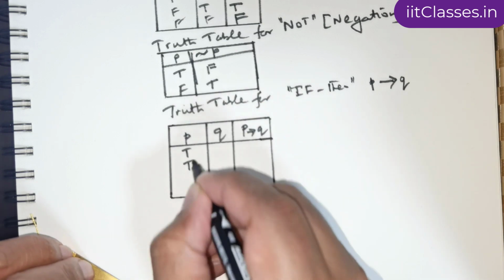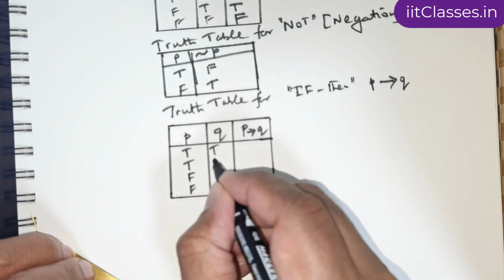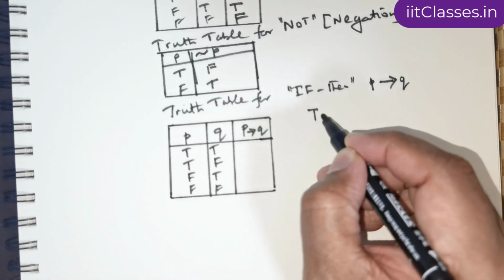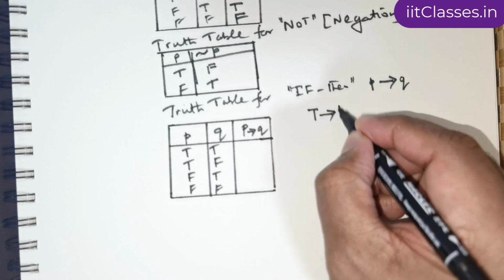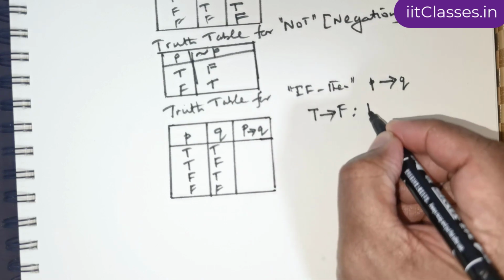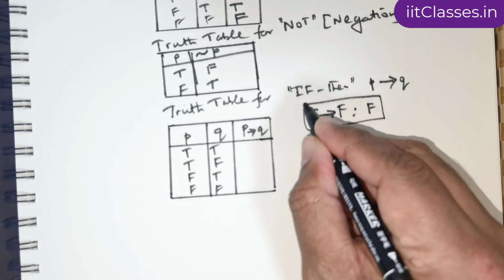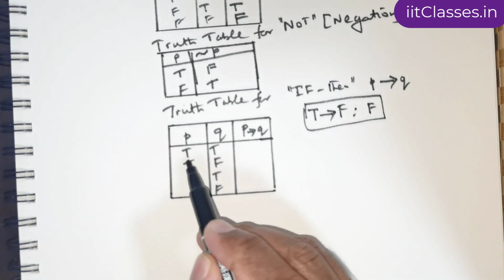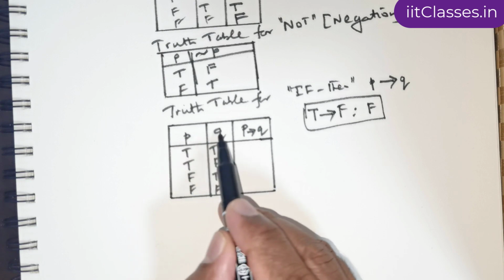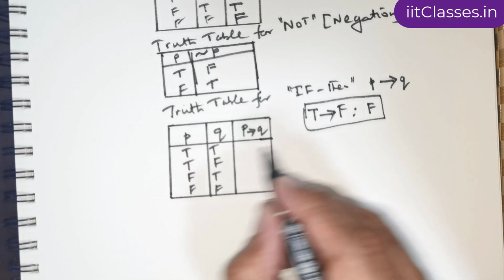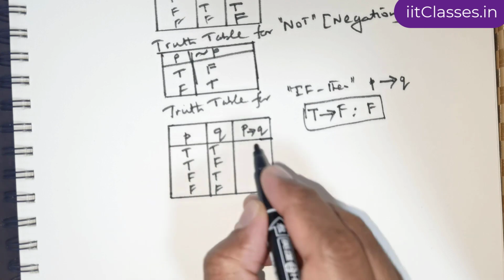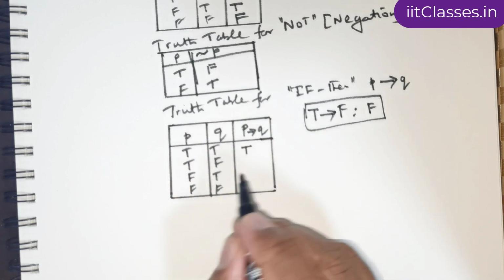So the values are T, T, F, F, T, F, T, F. Now remember, if you have something like this, T going to F, the outcome will always be F. This is all that you need to get the truth table. The rest of the cases will result in true. So in this case, P conditional Q: T conditional T, if T then T, is going to be T.